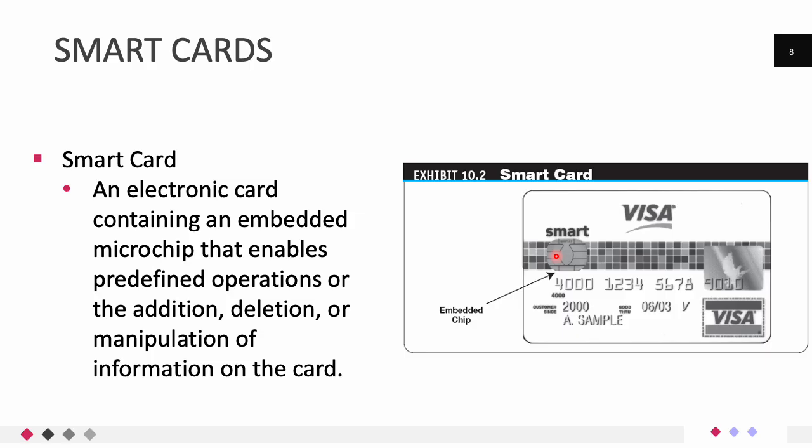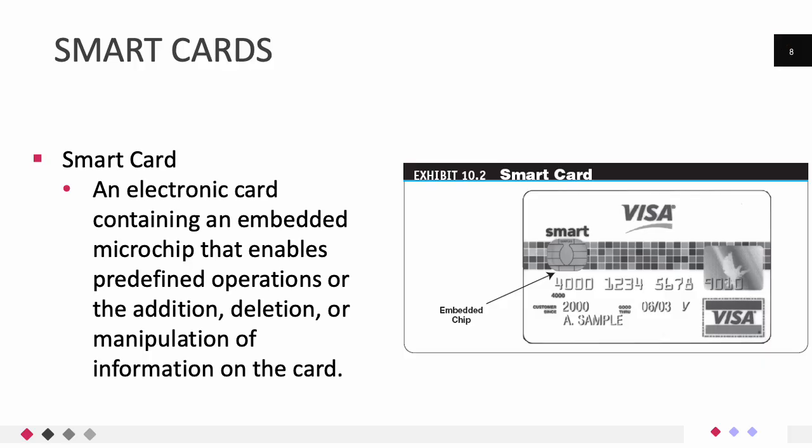For example, when you use an Easy Card on the MRT, it's not just checking your balance, it's updating it instantly after each ride. That's the chip doing its job.